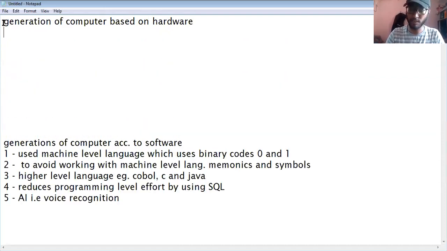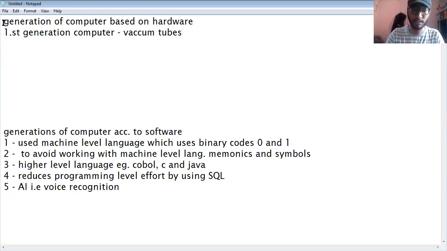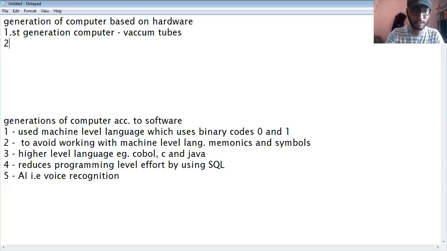In that, I've explained to you 5 generations. That is your first generation computer, which used vacuum tubes. In the second generation they started using transistors.